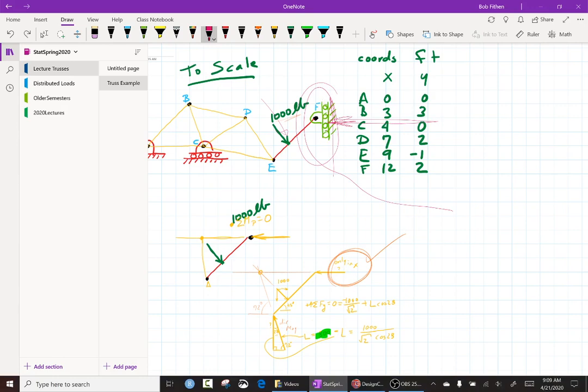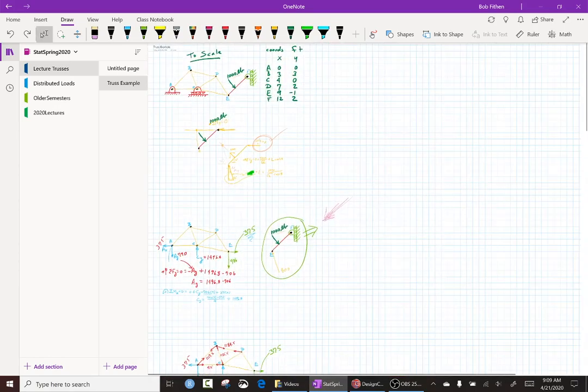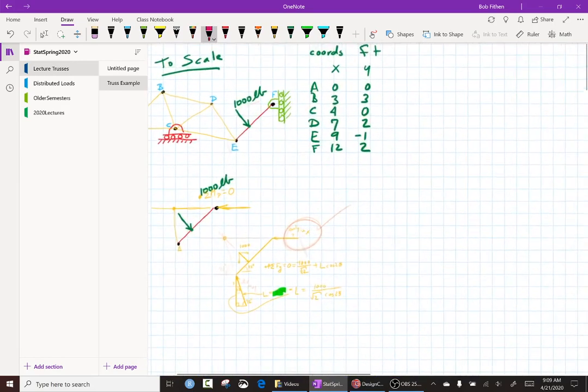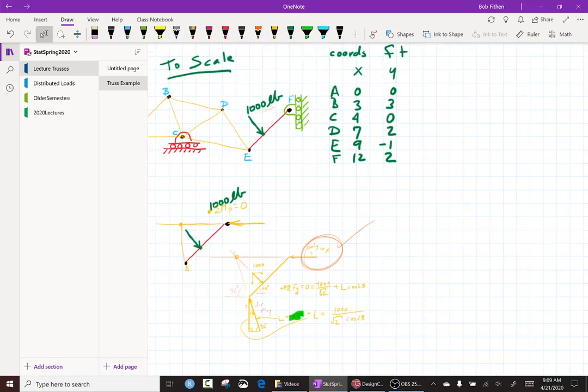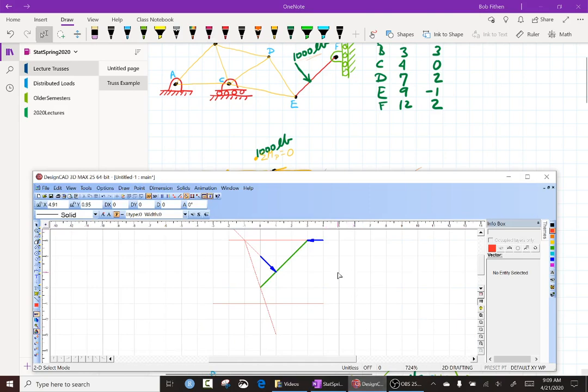However, deflection is a topic for mechanics of materials, not for this course. So for right now, we're going to look at it like this. The force goes directly to the left. It has no vertical component at all. Well, if I want to do it with very minimal numbers, here's what I decided to do.